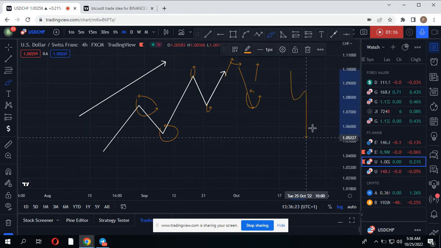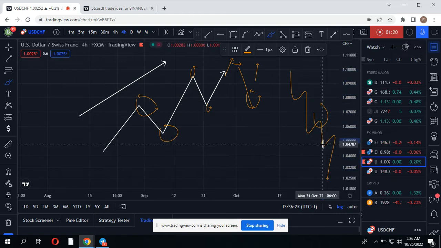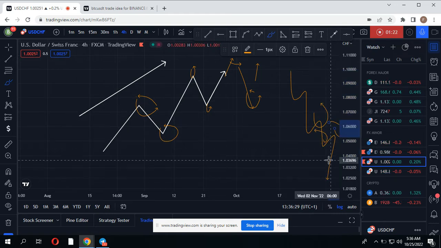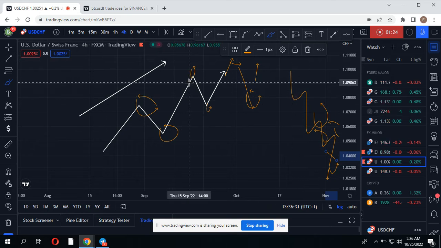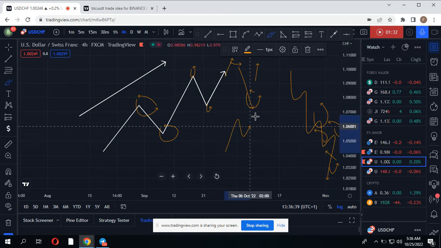Now for a downtrend, we are expecting a downward move. It goes down, forms a low, a lower high, then forms another lower low, lower high, lower low, and that is how the market continuously goes. So those are the three main moves. You have an uptrend, a downtrend, and a ranging market, and these three markets you can trade.